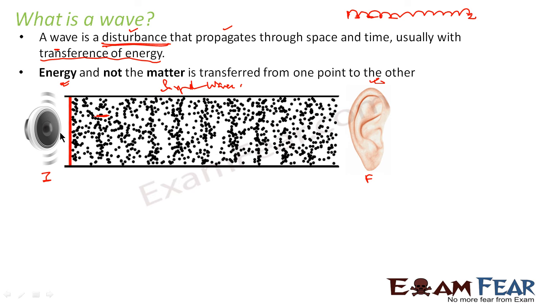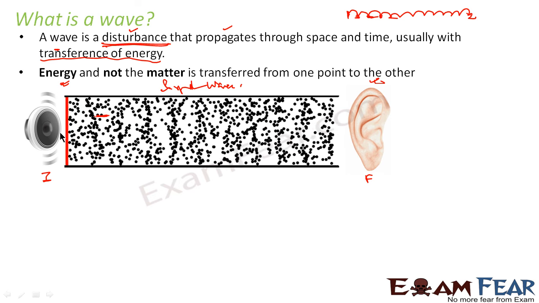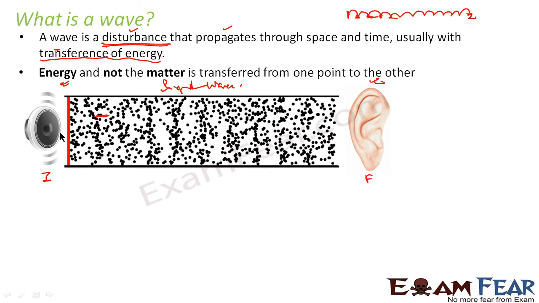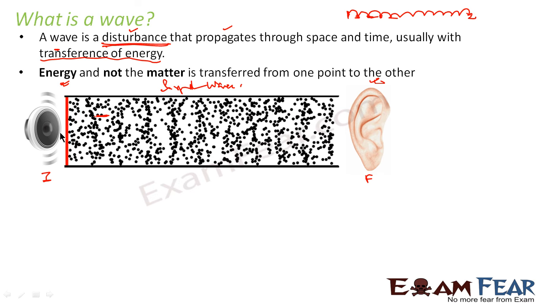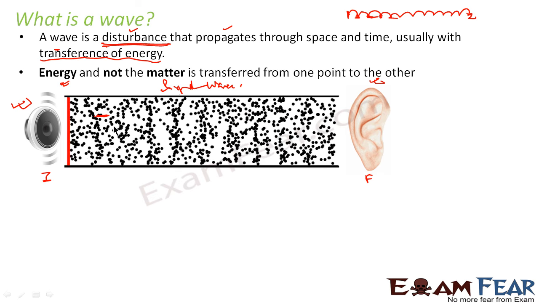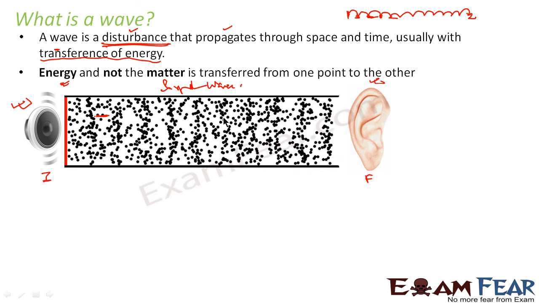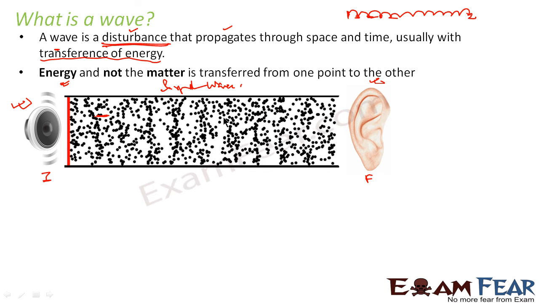So from this we can say that when a source of energy causes a vibration to travel through the medium, a wave is created. So here the source of energy is nothing but this horn. When this source of energy causes a small vibration, and then it keeps going from one particle to another and so on, that vibration keeps traveling throughout the medium. Then we say that a wave is generated.